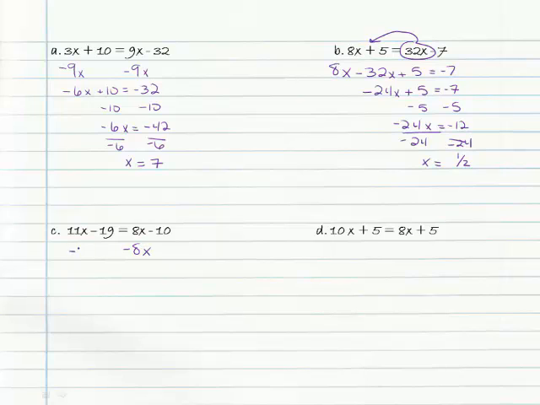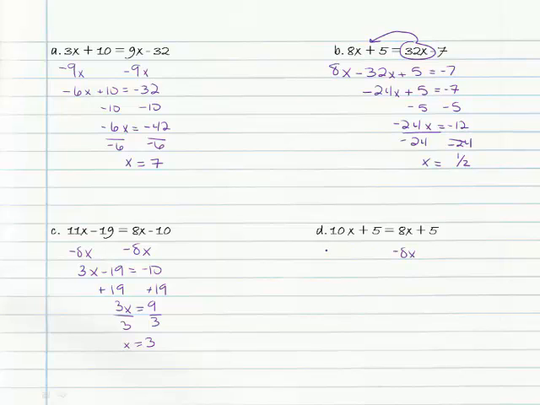Using subtraction again. 11 minus 8 is 3x, minus 19 is negative 10. Add 19 to both sides. Gives me 3x is equal to 9. Divide by 3, and x is equal to 3.